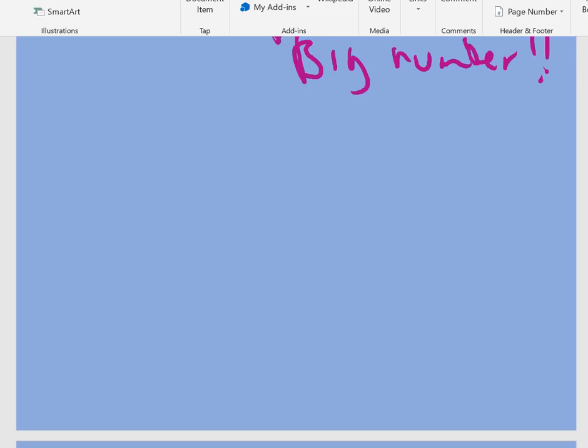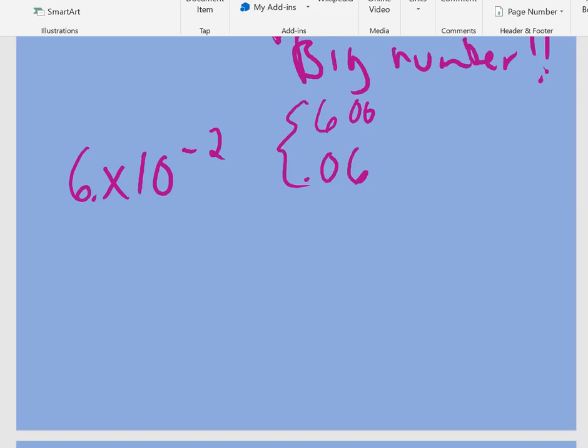All right. So if you had 6 times 10 to the negative 2, well, the decimal number 6 is at the end. If I move it to the right, I get 600. That's a big number. If I move it to the left, I get 0.06. Which one of these should I get? How do we determine it? We look at this exponent right here. If it's positive, you get 600. If it's negative, you're going to get a crazy decimal like that.